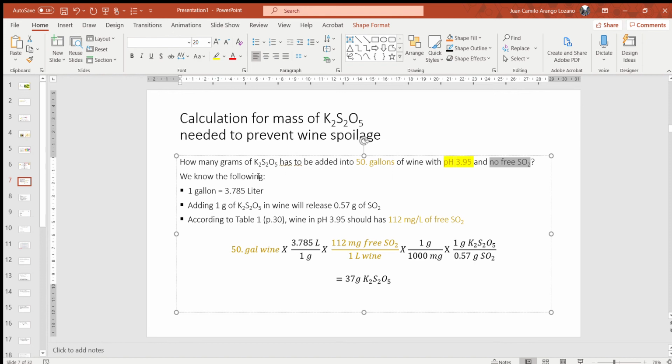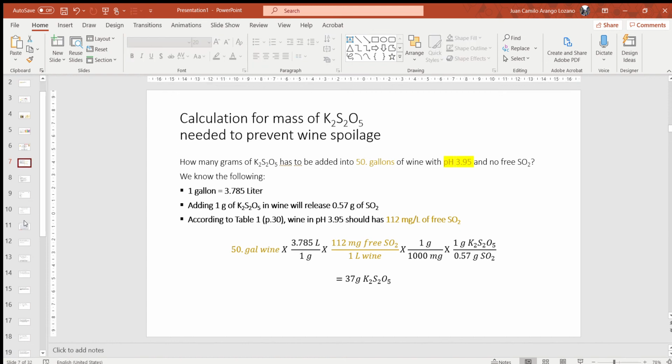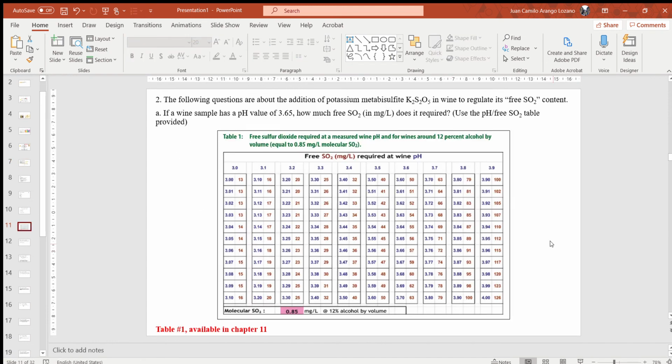We know the following information. This information is given to you, so work with it. This is very important. You need to consider that information, and then it's just making the conversion. So the first conversion always is going to be to change from gallons to liters, because the information in the table, and actually let me show you the table. This is the table you should be working with. If you notice here, blue color stands for the pH, and the maroon color stands for the free SO2 in milligrams per liter. So if you have a specific pH value, you can get how many milligrams per liter of SO2 you should have in that wine at that pH.